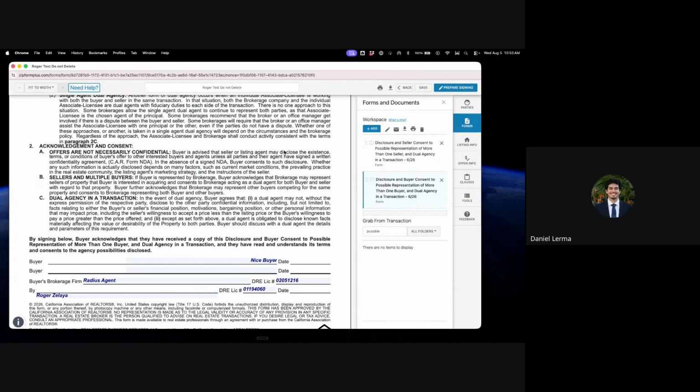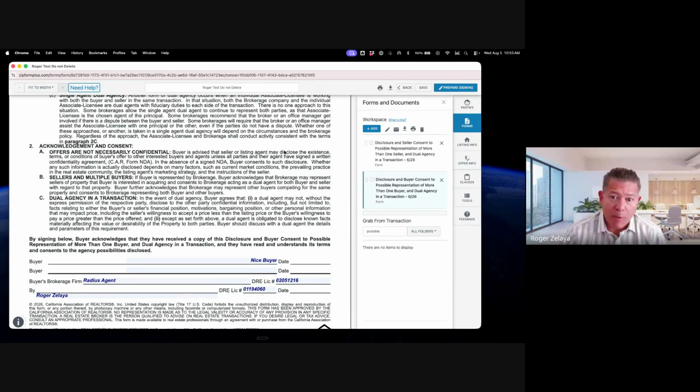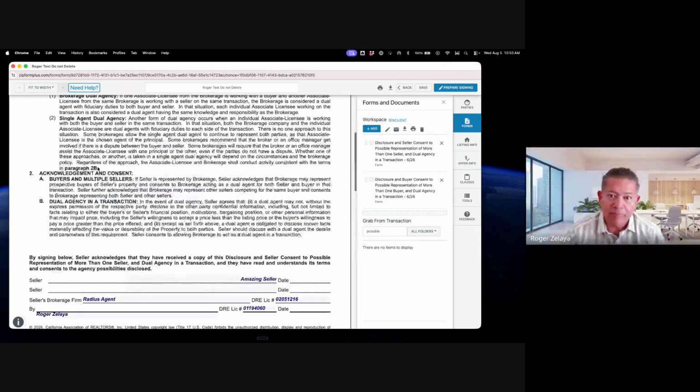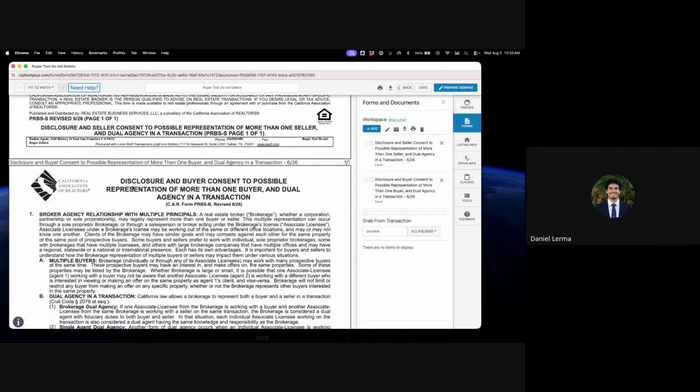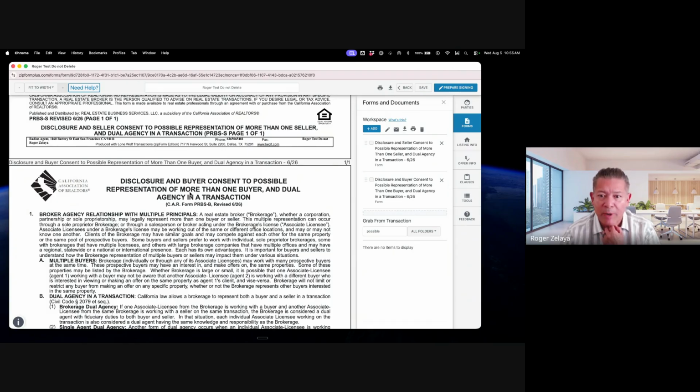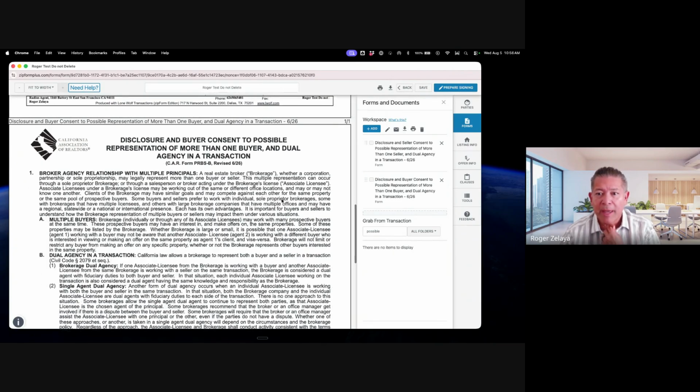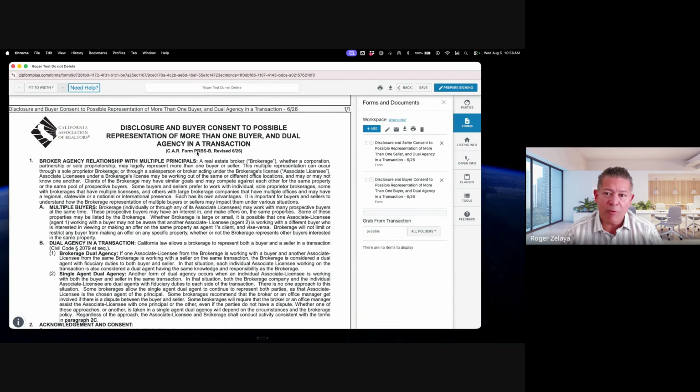So this agreement that you're going over right now is basically forfeiting the right for the seller to disclose my buyer's offer, right? That would be this particular form, the NDA. Gotcha. I'm reading. And this is, sorry, Daniel, this is the possible representation of more than one buyer in a dual agency transaction, car form PRBS-B. Go ahead.